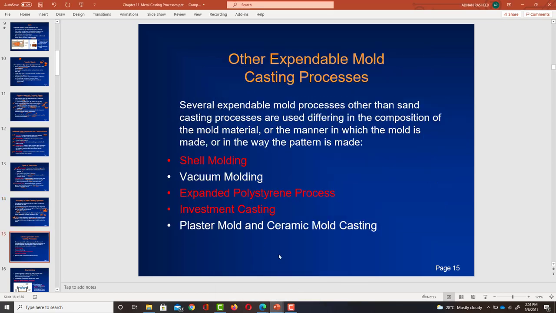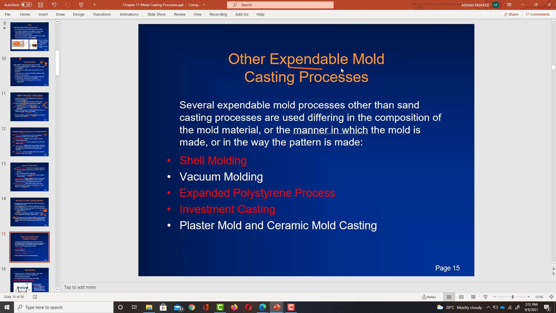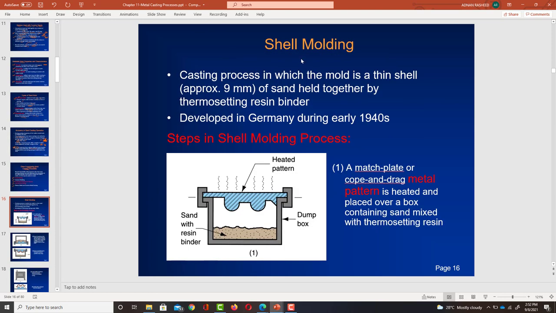Okay. Now we will move toward the other expendable mold processes. Up till now we only discussed the sand casting operations. Clear? So we will now discuss the other expendable mold processes in which you have to sacrifice the mold. This includes shell molding, vacuum molding, expendable polystyrene process, investment casting, plaster mold and ceramic mold. So let us see shell molding.